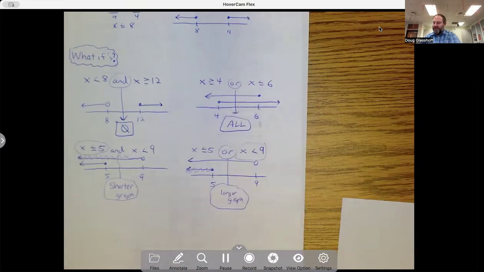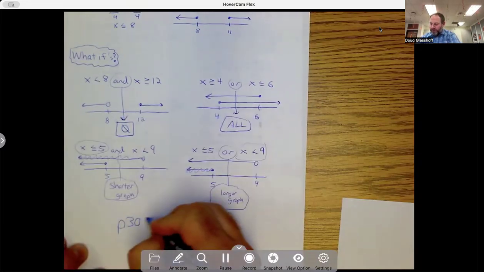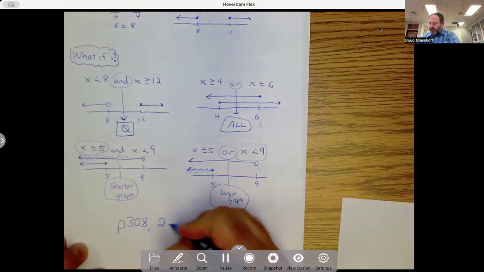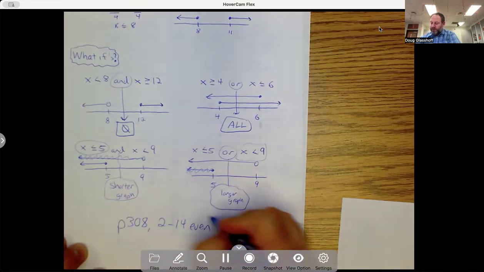All right, so that's solving combined inequalities. Your homework on page 308 is 2 through 14 even.